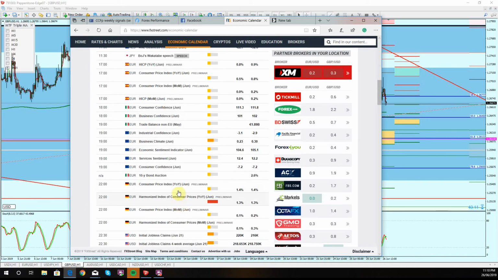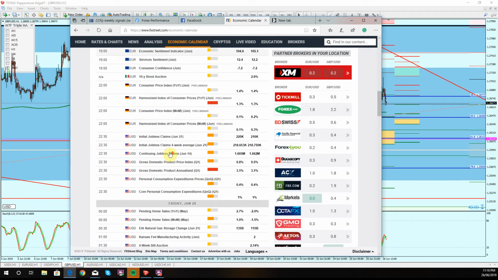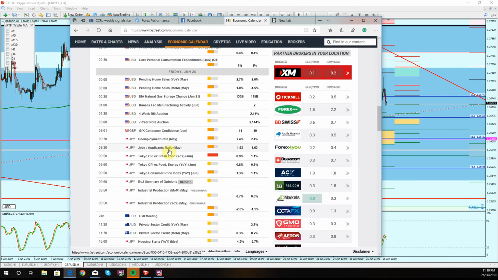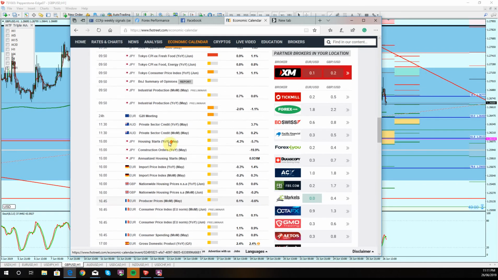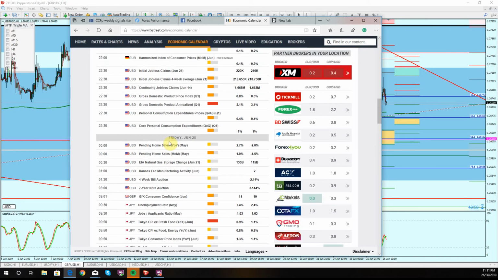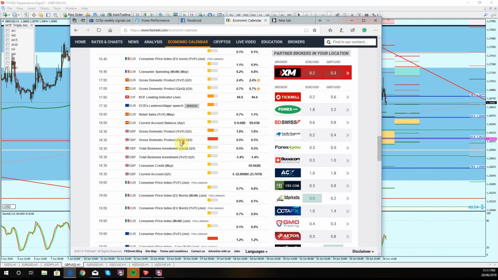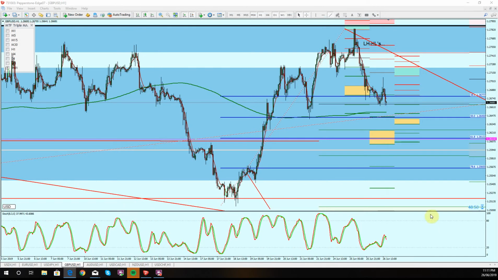Pound, Euro, USD, GDP, US GDP there. And what day am I up to now? Friday, here we are. And that's about it. There's no British stuff there, so we know what goes on with British. The pound, it's all about Brexit, so anything's possible there.